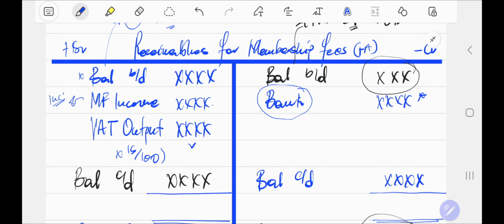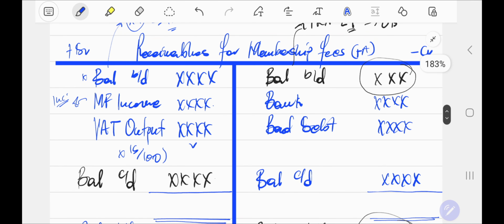Most of the time it's the balancing figure. If it's not this amount that is the balancing figure, it's this one, depending on the nature of the question. What also reduces the receivables for membership fees account is those members who fail to pay their membership fees and are written off as bad debts. So that is going to reduce the receivables for membership fees account, right? Remember, when the club is a registered VAT vendor, you need to also account for the VAT input here for these bad debts, right?